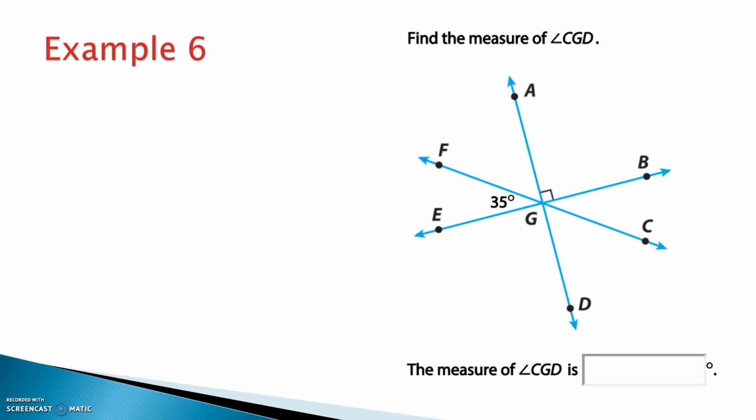Alright, so what is this question asking? It says find the measure of CGD. So give me 1 second to get color. From C to G to D. How much does this measure right here? How much does that angle measure? Well, how can I use that? What tools, what weapons do I have? I have complementary, I have supplementary, and I have vertical angles.